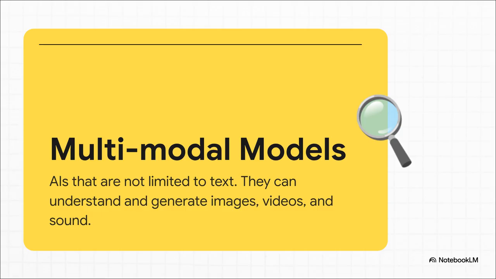And AI is not just about words anymore. We're now in the era of multimodal models. These are AIs that can understand and generate information across all different formats or modes. We're talking text, pictures, audio, even video. You can show it a picture and ask it a question, or describe a scene and have it create a photo for you. This makes AI so much more capable.